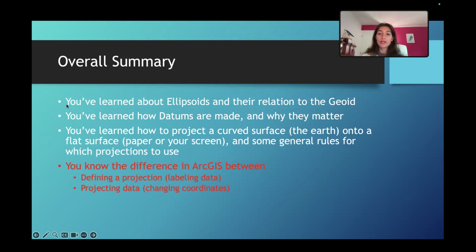So you've learned about ellipsoids and their relations to geoids. You've learned about datums and why they matter. You've also learned how to project from a curved surface onto a flat surface, and the general rules for how to go between those. In ArcGIS, you know the difference between defining a projection as well as actually projecting data: labeling data versus changing coordinates. Think of it again as if you have a number on your house outside. If you paint over it with a new set of numbers, the original numbers are the labeling. The painted-over numbers are your change in coordinates.